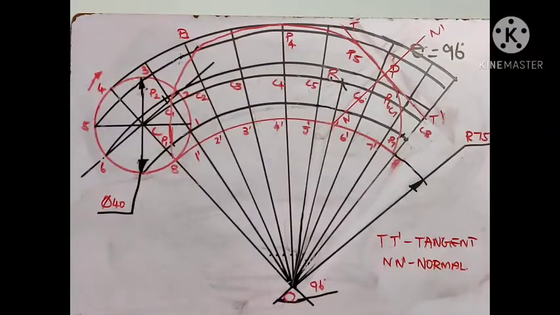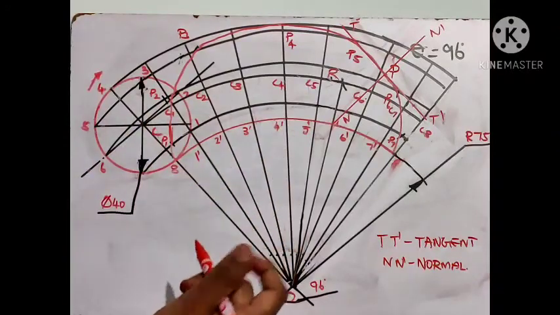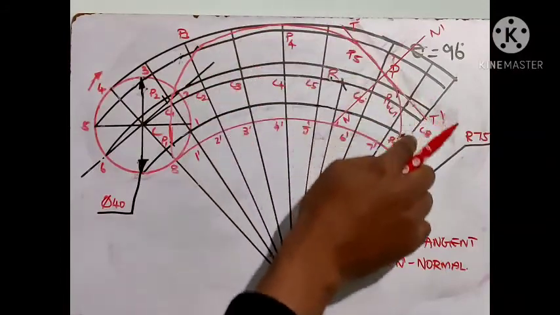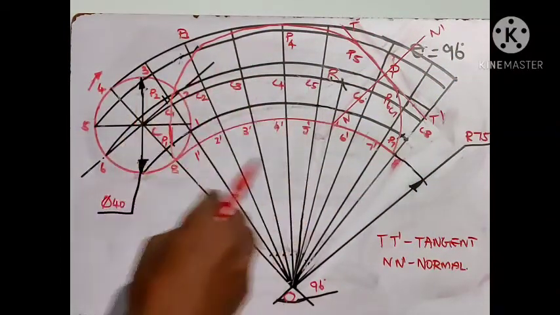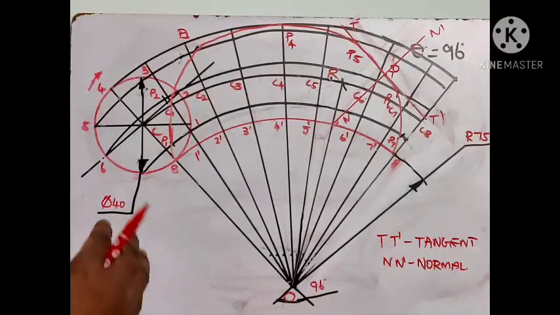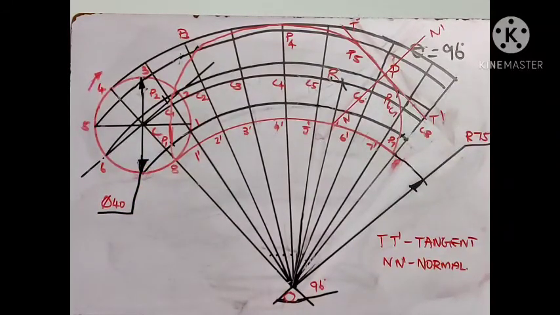Okay, so if you look at this curve, a few things I have drawn with red color marker. One is the generating circle, the guiding circle, and the curve, the tangent and normal. Except this, everything I have drawn with a black color marker. So whichever lines I have drawn with black color marker, that should be drawn with 2H pencil, and whichever things I have drawn with red color marker, that should be drawn with HB pencil. Okay, thank you.